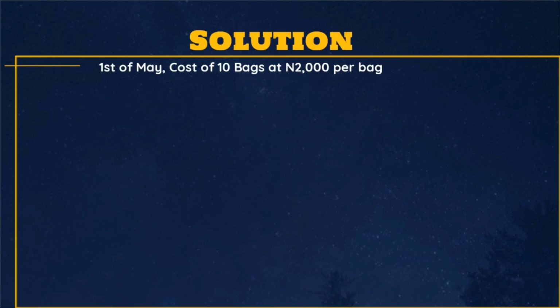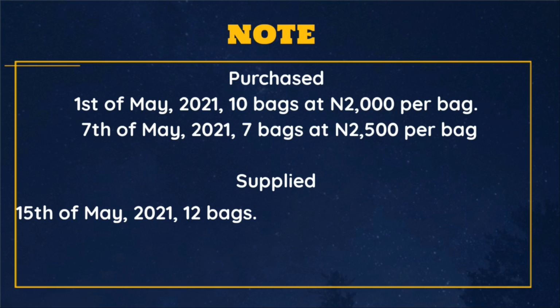That is 1st of May, cost of 10 bags at 2,000 per bag. That is going to give us 10 times 2,000 naira, that will be 20,000 naira. That is the total cost of 10 bags as at 1st of May, where the average cost is 2,000 naira. So the next one, on the 7th of May, we have 7 bags at 2,500 naira.